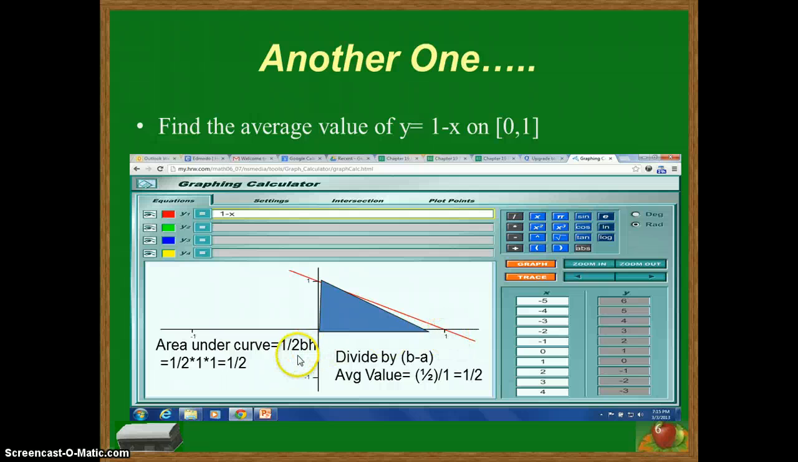The area under the curve, I recognize this area as a triangle. Area of a triangle is 1/2 base times height, so that would be 1/2 times 1 times 1, which is 1/2. Divide this by the length of the interval, which is 1 minus 0, or b minus a, and I get that the average value is 1/2.